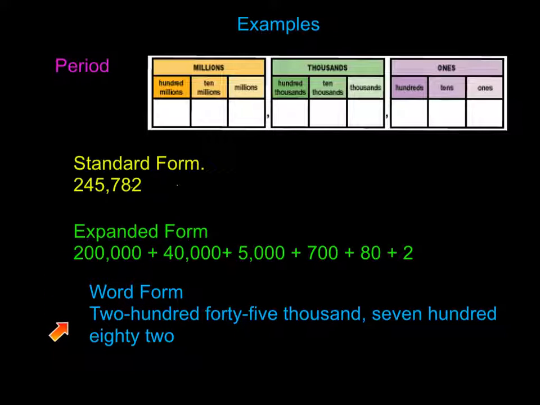And then we have word form, which would be the number written in words. 245,782. Now notice when we have 245,000, the only thousand we have is at the end of the full number in the thousands period. And then we have our comma. The comma separates one period from another. So 245,000 would be in the thousands period. 782 would then be in the ones period.